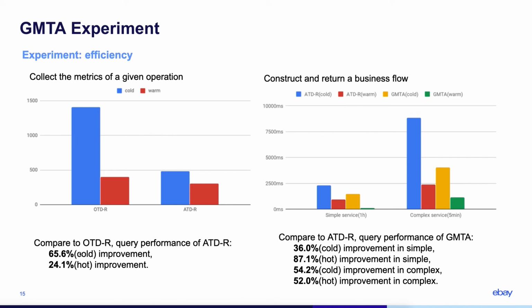On the left is a trial to collect metrics of a given operation with a certain condition. For the cold data, we have around 65% improvement, and for the hot data, we have 24% improvement. When constructing and returning a business flow, compared to the ATDR approach, which is the only one that supports this kind of action, the query performance of GMTA achieves significant improvements as well.